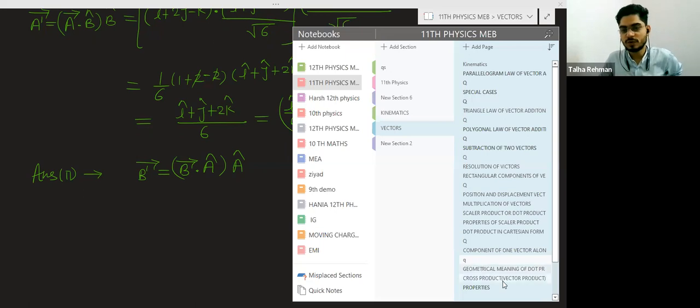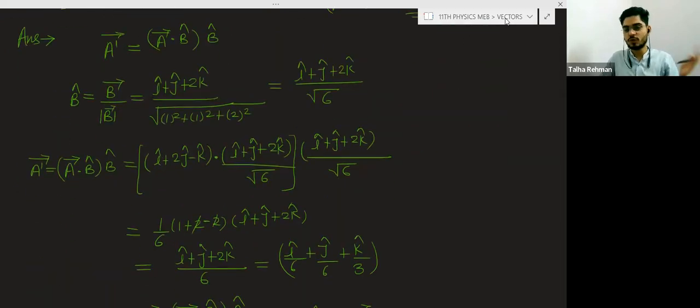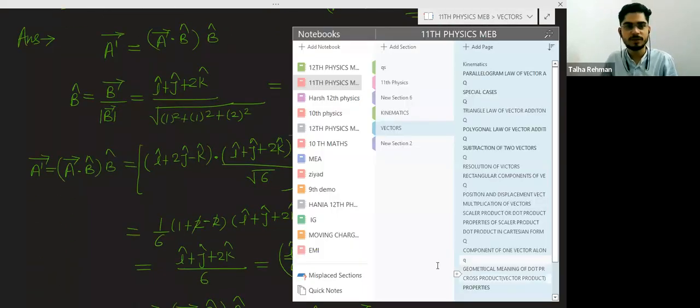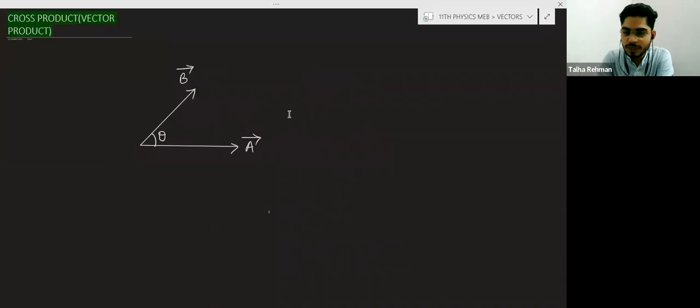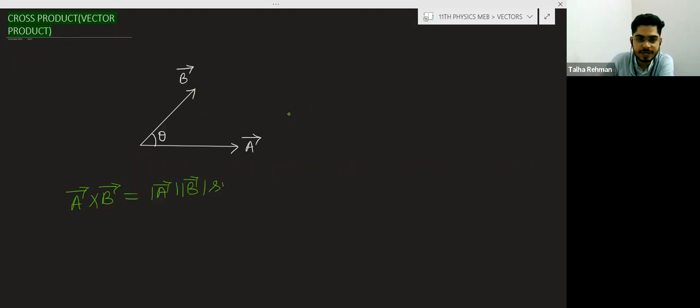So after this, we have this topic, geometrical meaning of dot product, but I have covered this topic here. Geometrical meaning means the component. Now, cross product. Cross product is very simple, but the direction is not simple, unlike the dot product. In the cross product, you have to see direction also. Cross product is written like this: A vector cross B vector, this is the sign of cross. And this cross product is written as magnitude of A vector, magnitude of B vector, sine theta, and n cap.